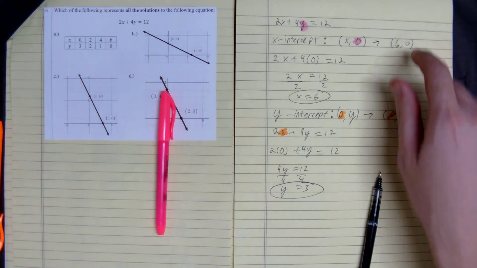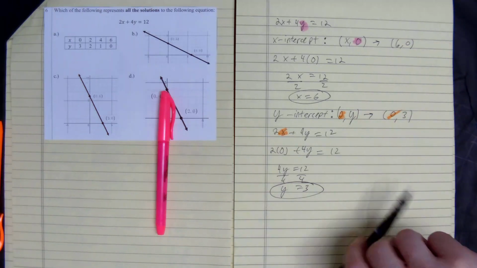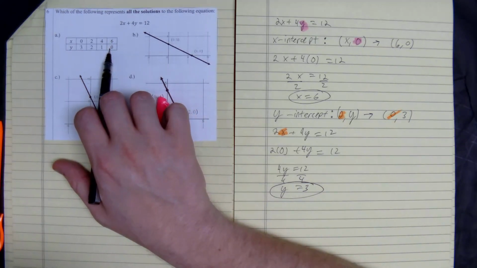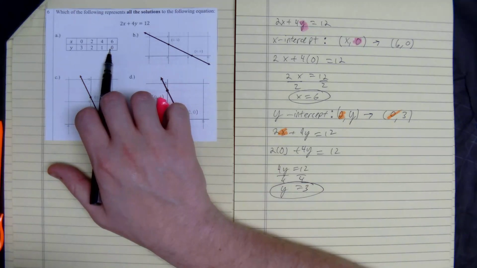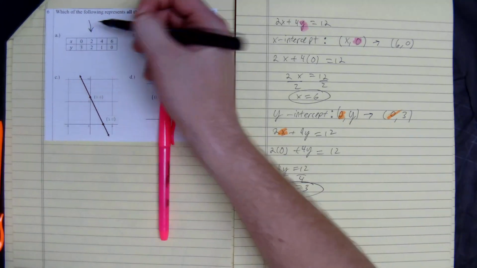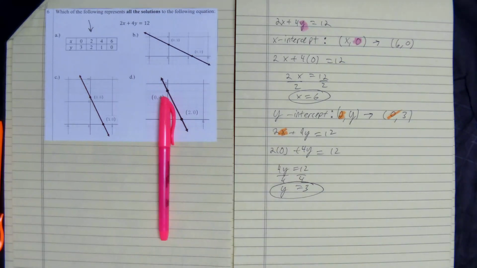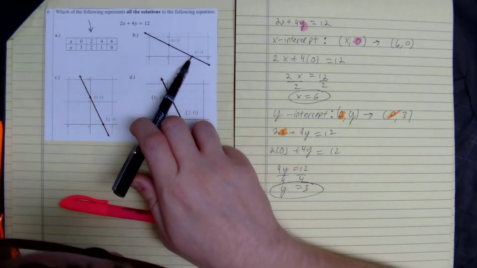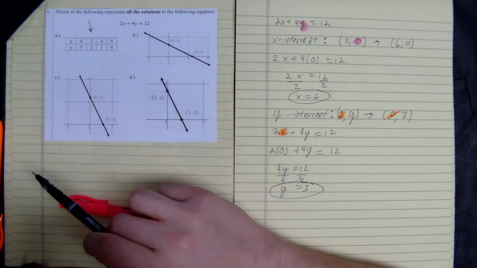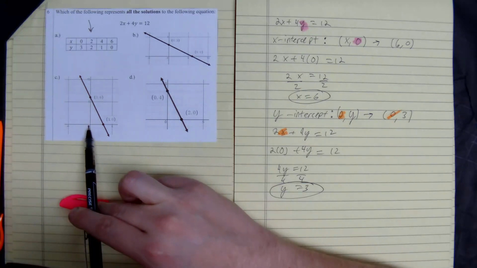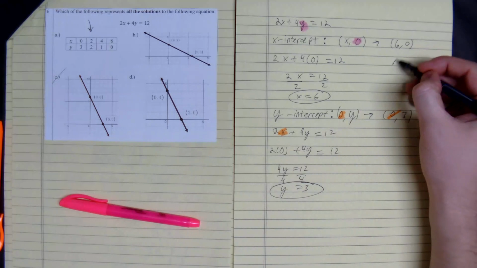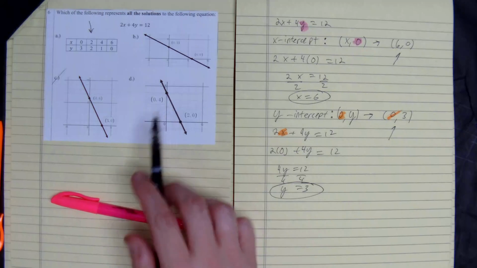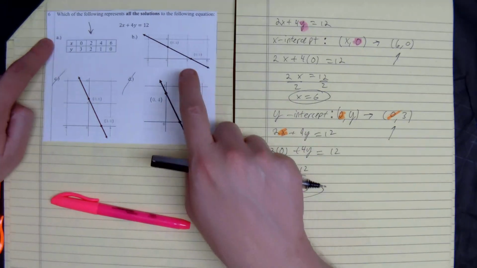So let's look at these charts and see which ones have 6, 0, and 0, 3. So right away we have 6, 0. That's right. Good. 0, 3. Good. That kind of works. 6, 0. 0, 3. That works. 0, 6. Oops, this is definitely out right away because it doesn't follow our rules. We have a y-intercept at 0, 6. Doesn't work. Then here, 4, 0. That's out right away. So it's either going to be A or B.